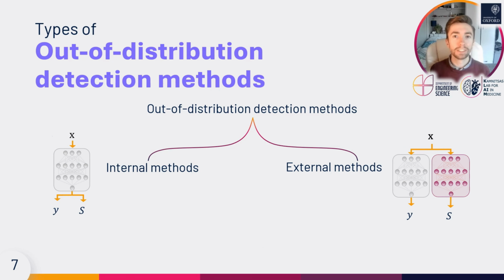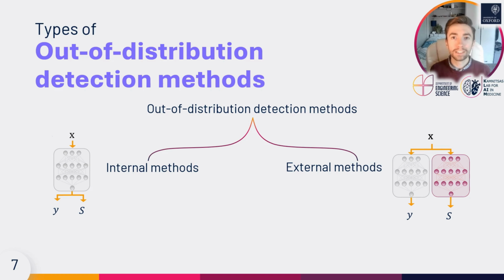Outer distribution detection methods can be put into two categories. The first is internal methods that use the outputs or parameters of the model trained on the task of interest, such as diagnosing skin lesion images. The other group is external methods, which are external to the model trained on the task of interest, and is a different model trained solely for OD detection. This can include one-class classifier methods and reconstruction-based methods.